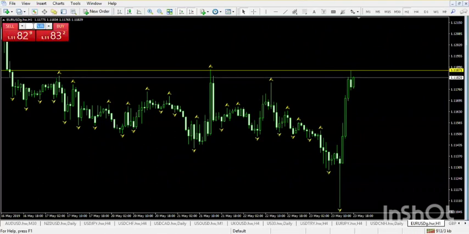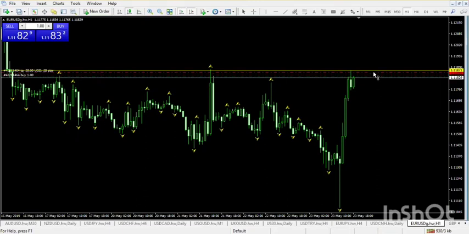The order that I'm going to take is going to be a buy order. And it's going to reach this pivot. Should I open the trade with one lot size or less? One is okay. Please determine your take profit and stop loss as well.